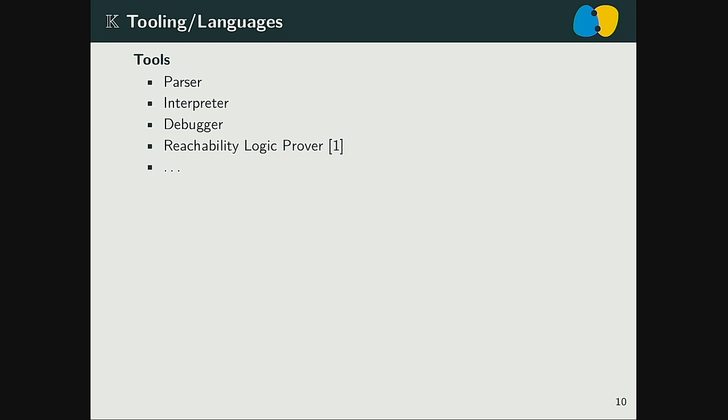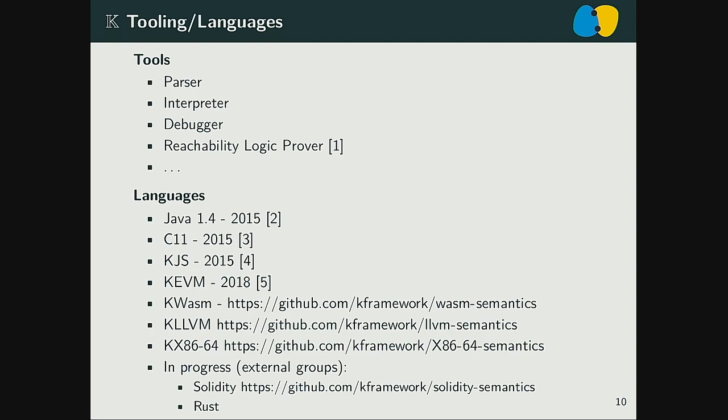The tools we get are the parser, interpreter, debugger, and reachability logic prover, which is not the one we're most proud of, but the one I use most and the one that's really interesting for blockchain use cases, because that's how we can verify contracts. Not for toy languages. We have full specs of Java 4, C11, and JavaScript. It's actually easier than you think, apparently, to formalize JavaScript. The EVM is done, I'm working on WASM, and LLVM and x86 are underway. Other people are working on Solidity and Rust semantics.